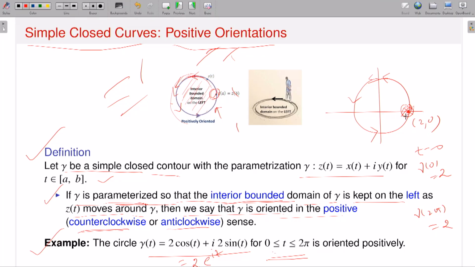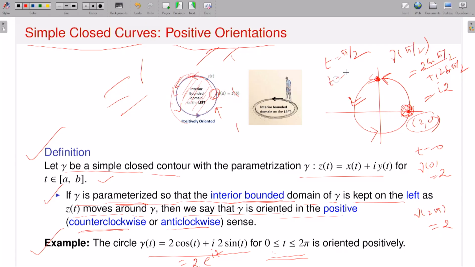Look, at t equal to 0, it will have this value 2, 0 or 2. Now if I take t equal to pi by 2, then what is gamma of pi by 2? This should be 2 times cosine of pi by 2 plus i times 2 times sine of pi by 2. What is that? Cosine is 0, so this should be i times 2. That means I am actually reaching this point. So I am starting from this point, I am reaching here. That means I am moving in these directions.